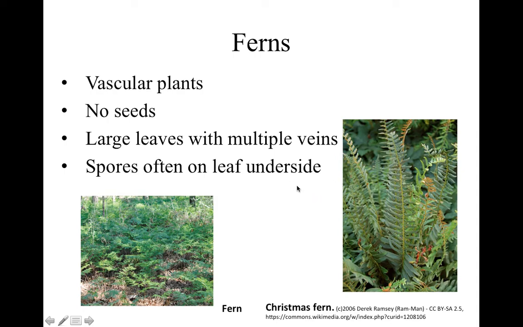And oftentimes for ferns, we're going to see that there are spores, which are reproductive bodies, and they are on the leaf undersides. So this orangish color on this leaf and this leaf up here are really coatings of bodies that contain spores.